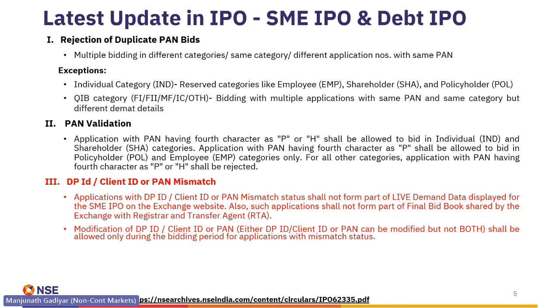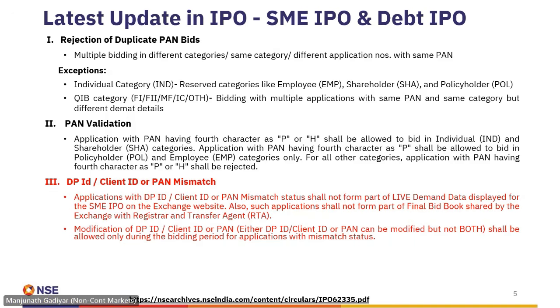Modification of DPID and client, either DP or PAN, but not both, shall be allowed. And this will happen throughout the day, from 10 a.m. till 5 p.m. on the last day. The DP mismatch will happen on a near real time basis, so that the moment you place the bid, you immediately come to know there is a mismatch, and such rectifications can happen then and there itself.